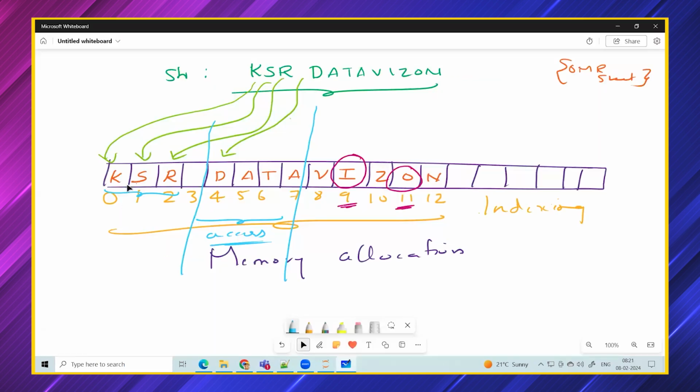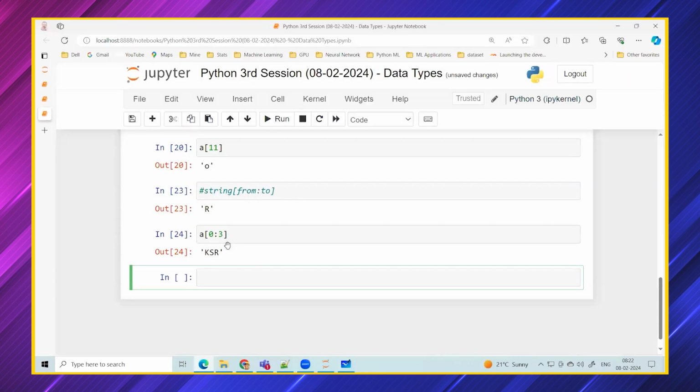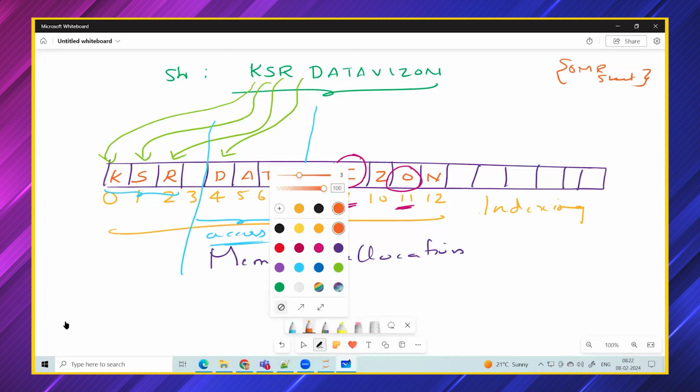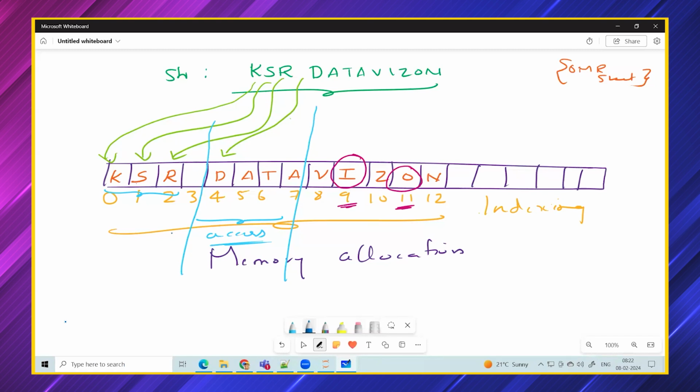So that was my requirement, right? First I need to access KSR. But ideally speaking, just listen carefully. This is very tricky to understand. I want to access KSR means, observe carefully. The index that is actually given on K is 0. The index that is given on R is actually 2. That means it should be 0 to 2.